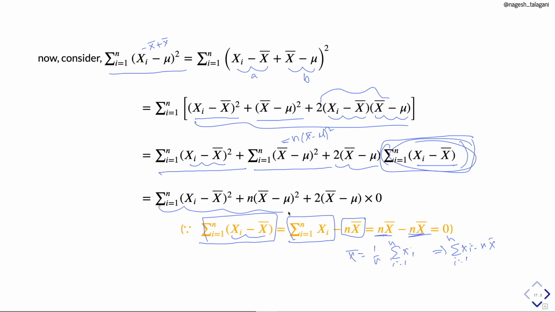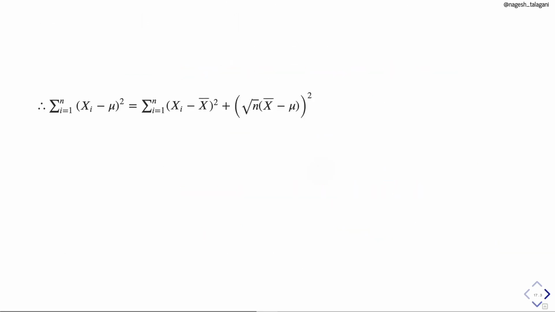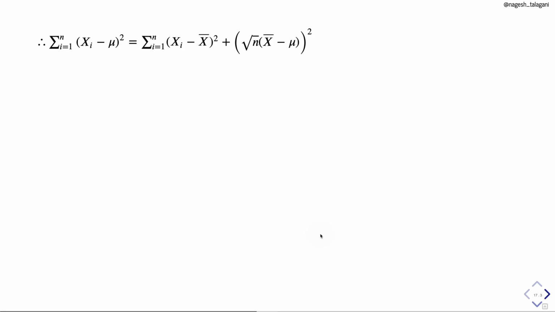So that's why this sum is going to be 0. Now we end up with only this part: summation i equal to 1 to n of xi minus x bar whole square. Here also I can write root n of x bar minus mu whole square. So we have the summation i equal to 1 to n of xi minus mu whole square equal to summation i equal to 1 to n of xi minus x bar whole square plus root n of x bar minus mu whole square.